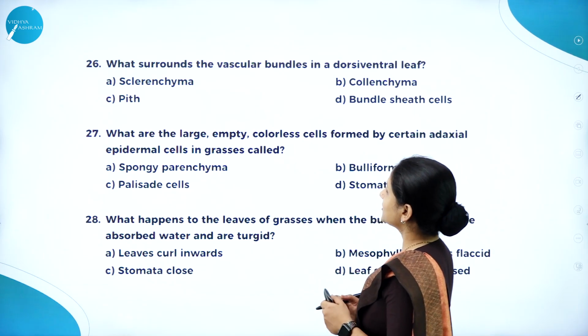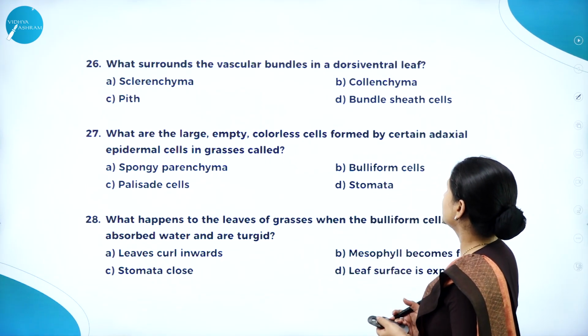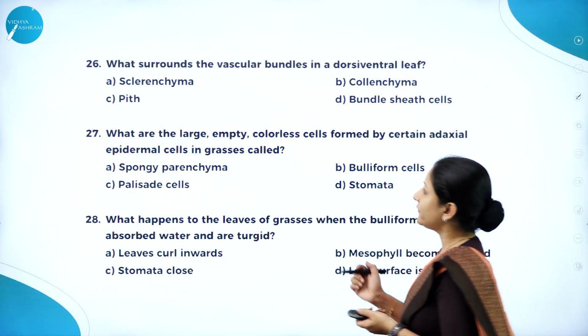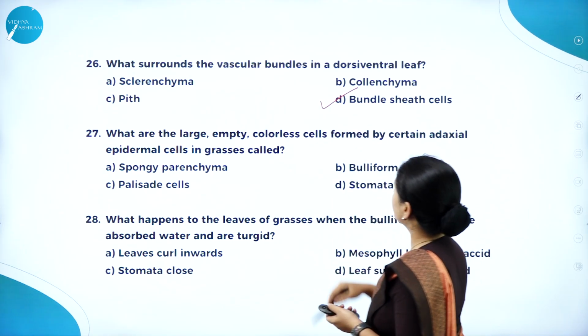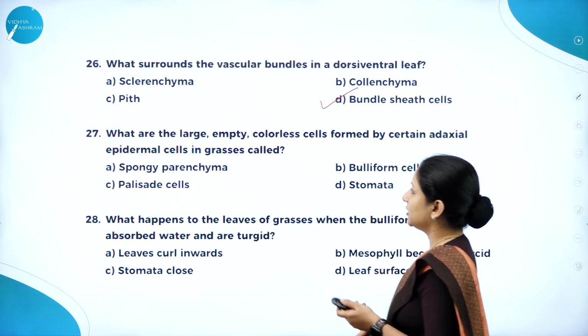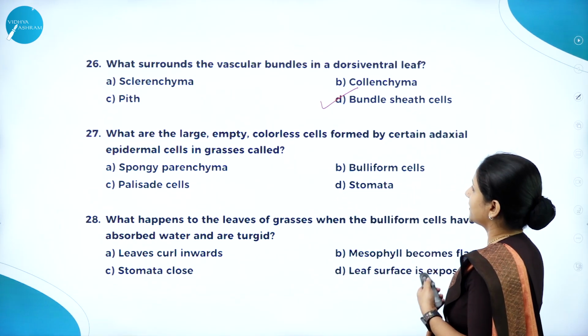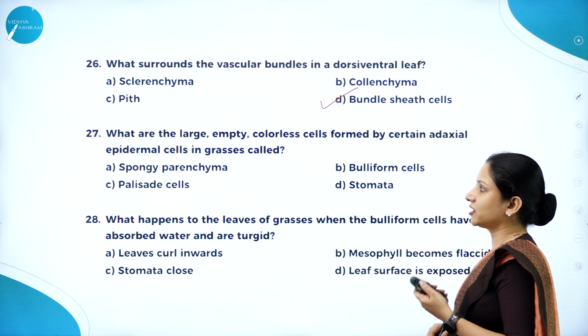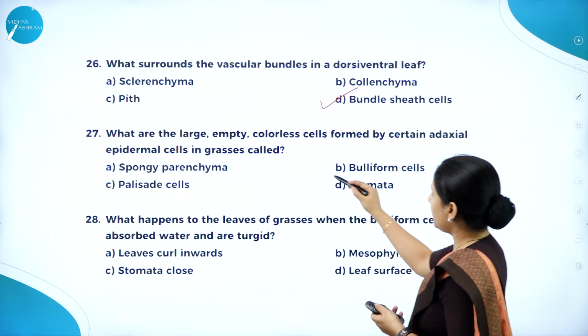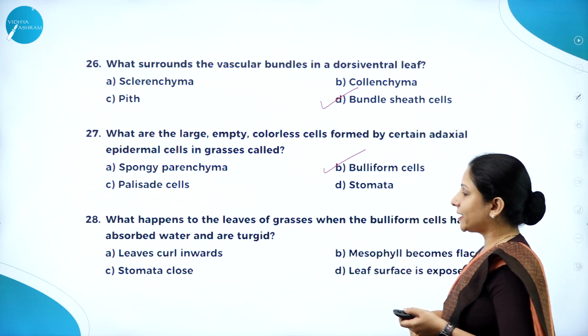Next question. What surrounds the vascular bundles in a dorsiventral leaf? In a dorsiventral leaf, the vascular bundles are surrounded by bundle sheath cells. Next question. What are the large empty colorless cells formed by certain adaxial epidermal cells in grasses called? Bulliform cells.